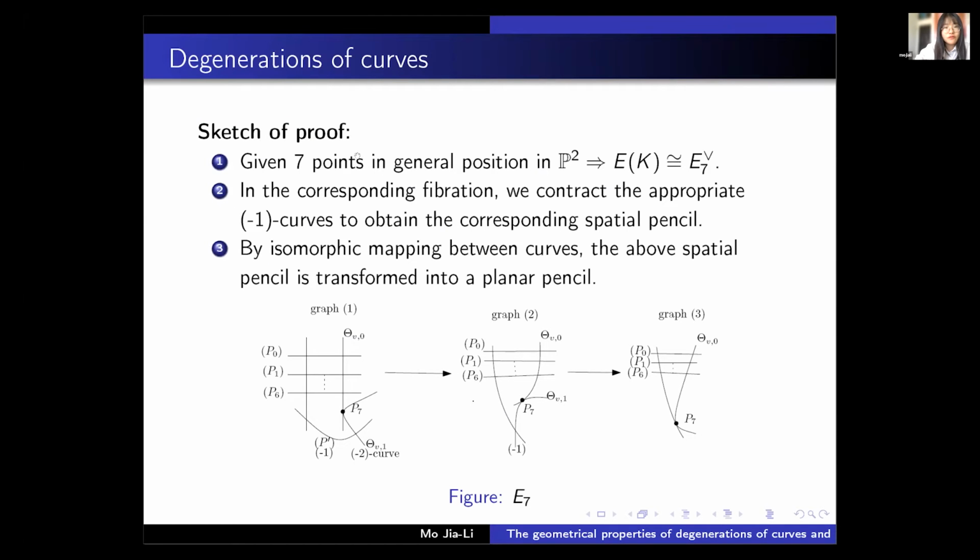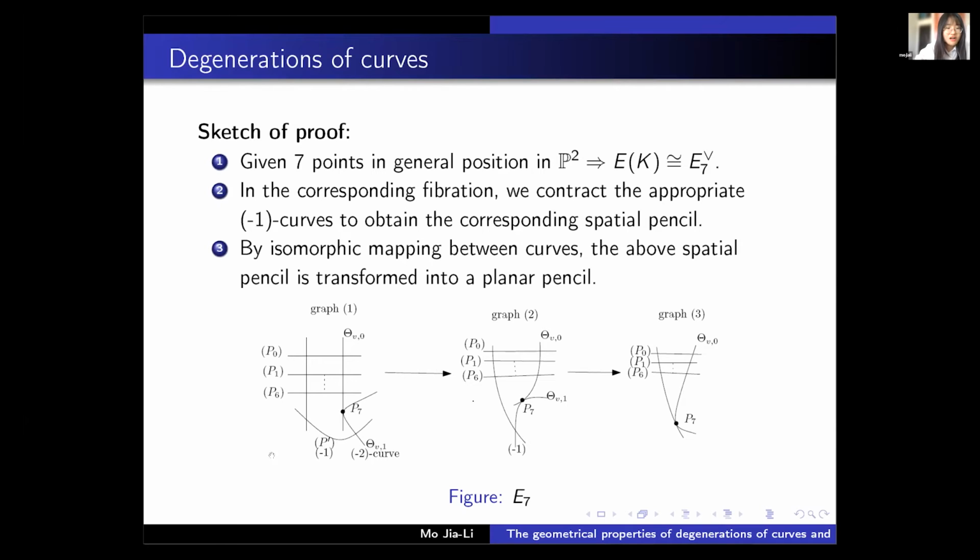The sketch of the proof has the following steps. First, given n points in general position in P2, we take 7 points in general position as an example. Then we get this result, which was proved in our paper. Second, in the corresponding fibration, we contract the appropriate -1 curves to obtain the corresponding spatial pencil. You can see this picture.